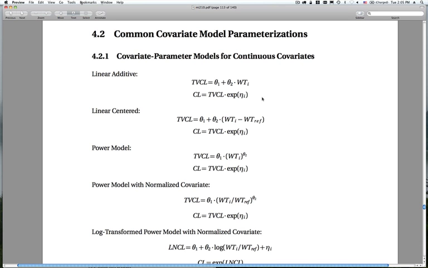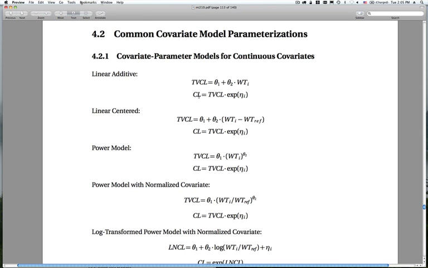We can start with a very common expression here called the linear additive relationship, where we have the typical value of clearance in the population is equal to some relationship here. It's a linear model with an intercept theta1 and a slope theta2 times weight. This assumes a linear relationship between clearance and weight, at least through the range of the data being studied. Just because you pose a particular relationship here doesn't necessarily mean that it's going to be valid across the entire physiologic range, but it might be useful within the range of the data that you've observed.